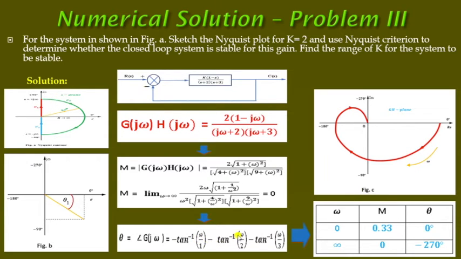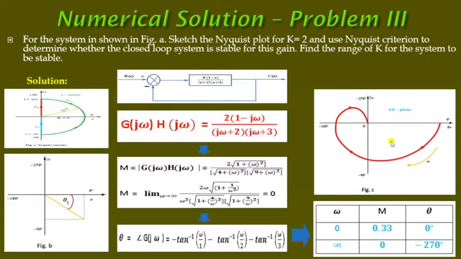Then put omega equal to 0. So this total angle is 0. Then put omega equal to infinity. So minus 90, minus 90, minus 90. That means minus 270.